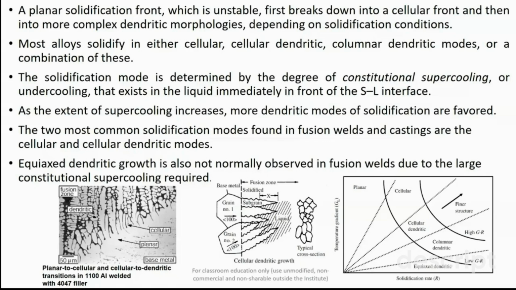the casted components. And equiaxed dendritic growth is also not normally observed in fusion weld due to the large constitutional supercooling required. Extremely large constitutional supercooling means very rapid rejection of all the solute particles into the liquid melt and in a very short interval of time. That is also very difficult practically in most of the conditions of the industrial application.